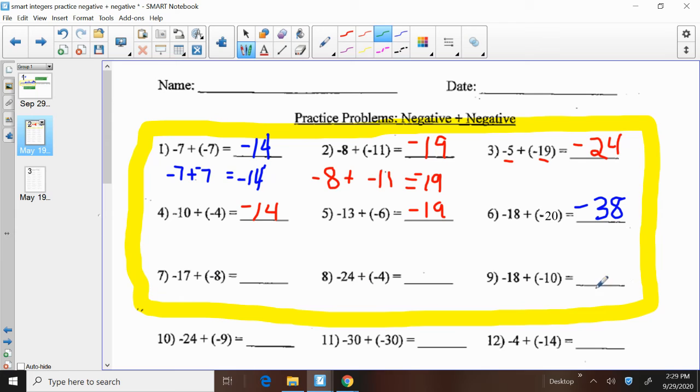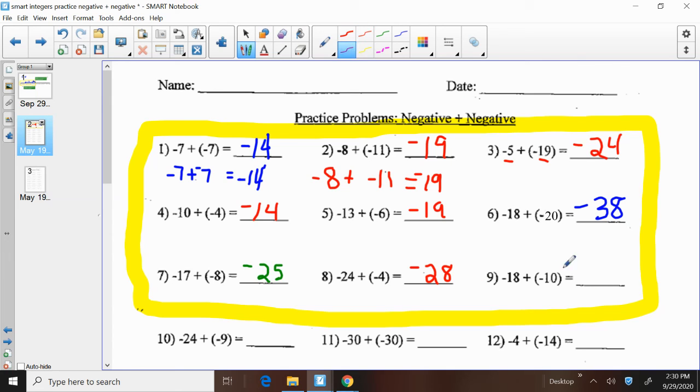All right, last row that I'm going to show you. So we have negative 17 plus negative 8. Again, my answer is going to be negative because I'm adding one negative and another negative. So then I just ask myself, what's 17 plus 8? 25. So my answer is negative 25. And then I move on. Negative 24 plus negative 4. Again, I'm adding two negative numbers, so I know my answer is going to be negative. 24 plus 4, that's 28. So my answer is negative 28.